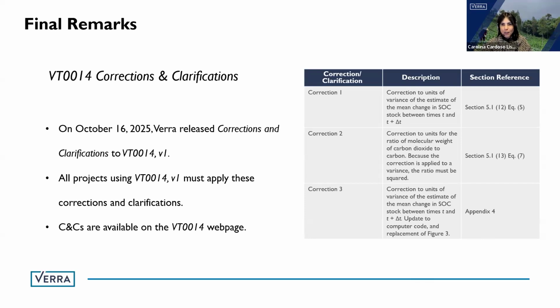I want to announce that we are today releasing a correction and clarification for VT14 because we found some errors in 2 equations there, equation 5 and 7. They are minimal errors, but they are very important and need to be fixed. I invite you to have a look at the VT14 webpage later today, and you can see more details about what these corrections are. Next slide, please.